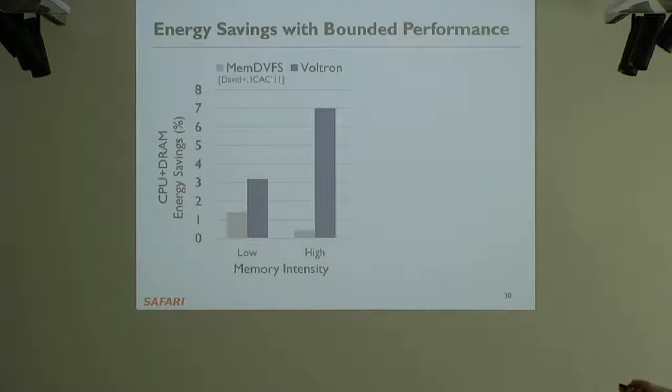Once you have high memory intensity, that past work doesn't work really well because it's designed to lower voltage and frequency when you don't have high bandwidth demand. Clearly, high memory intensity means that you have high bandwidth demand. On the other hand, Voltron gives you even higher energy savings at high memory intensities because you don't change the bandwidth of the system a lot, but you reduce the energy significantly. And reducing the energy when you have high active power is much more beneficial.